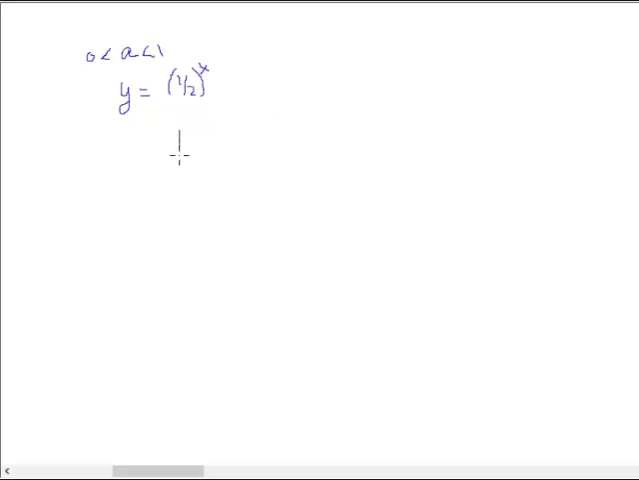And again, if we plot those same points, what 2 points do we know for sure? We know for sure that we'll have (0, 1), because if I put 0 in for the exponent, anything to the 0 power is 1. So I know I have that point for sure. And then what other point will I also have? (1, 1/2). So (1, 1/2) is down here.